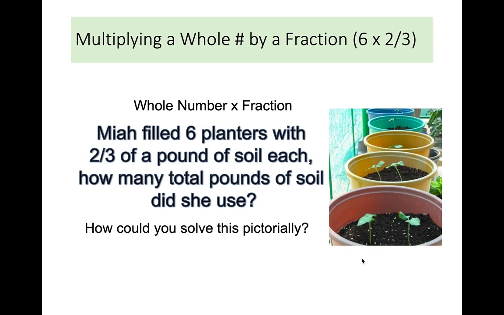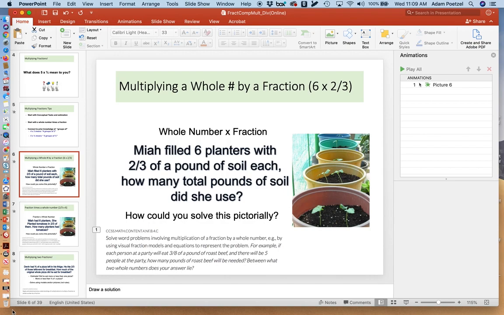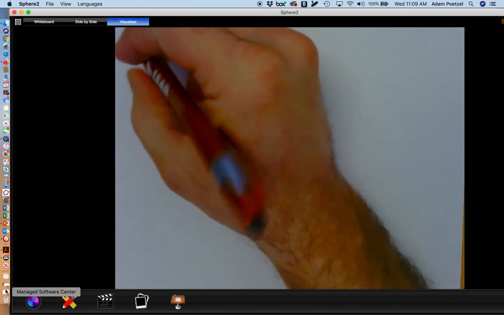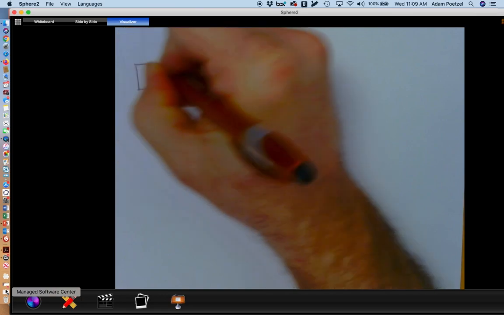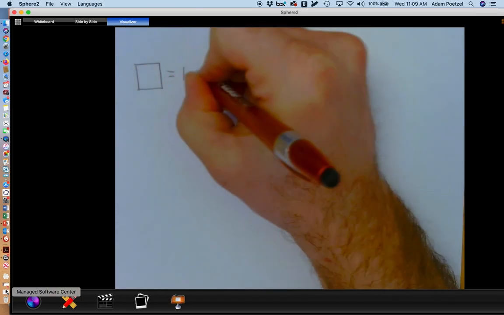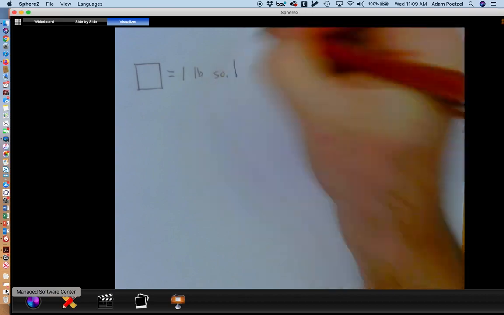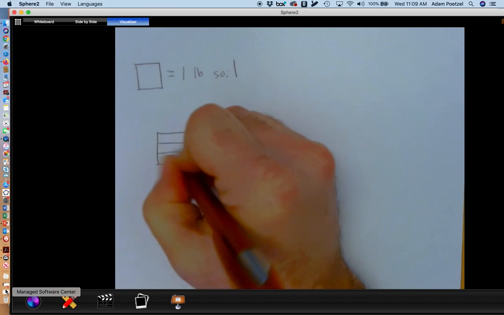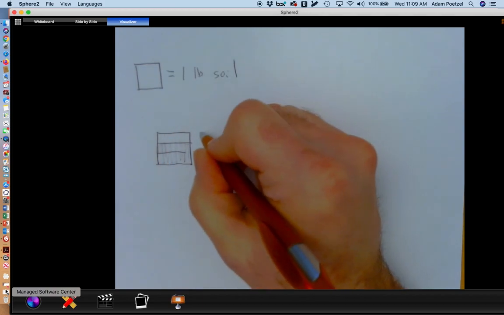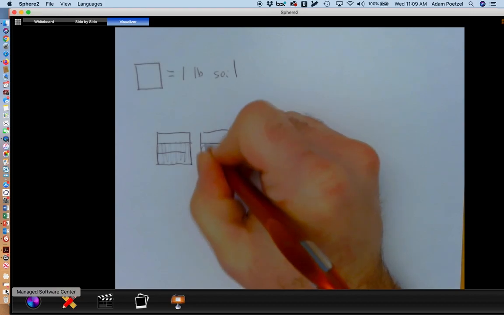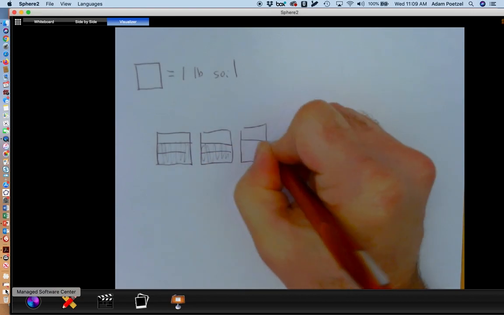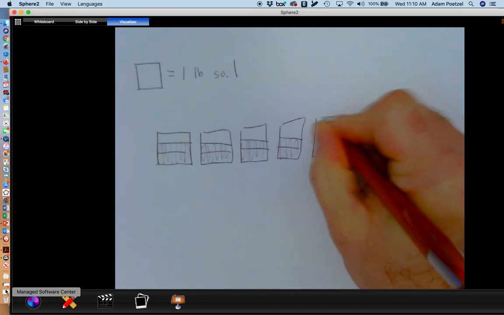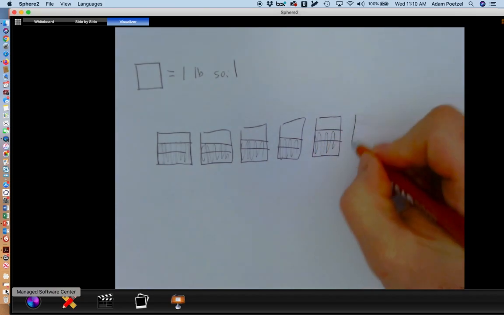All right, well, let's take a look. Obviously, there are many ways to draw this out. There's not one right way to do that. But just one example here, if we decide that maybe we're going to use a rectangle that would represent 1 pound of soil, always defining our whole, then we could think about it in terms of planters here, that in the first planter, I've used 2/3 of a pound, and in the second planter, I've used 2/3 of a pound, and we know that the story problem says that Mia has 6 of those planters. So just visually, one way to draw this out might have looked something like this.